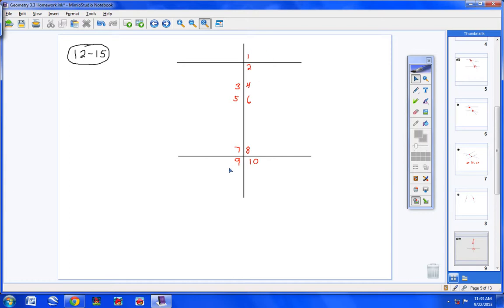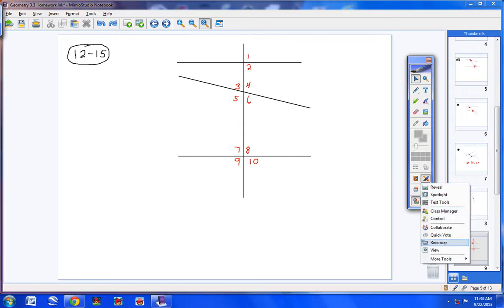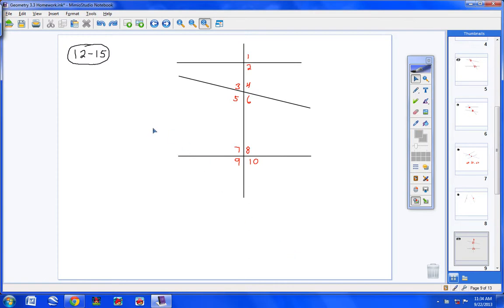1 and 9. Okay? And now let's get rid of this line here so it's not confusing. Alternate exterior. 1 and 5 would be alternate exterior. 6 does not have an angle up here to go with it, so that's all that we have. Okay? All right, let's take a look now at the next one. Actually, sorry, it'd be number 15.